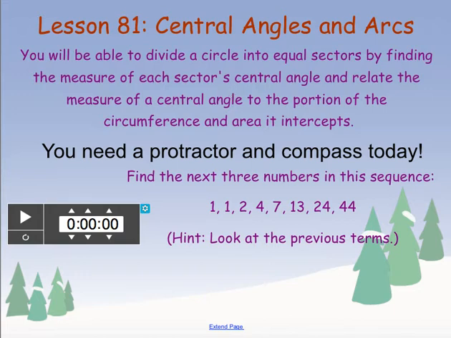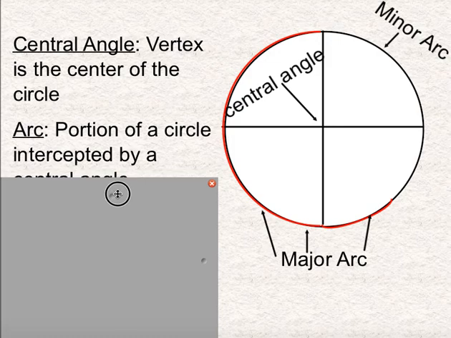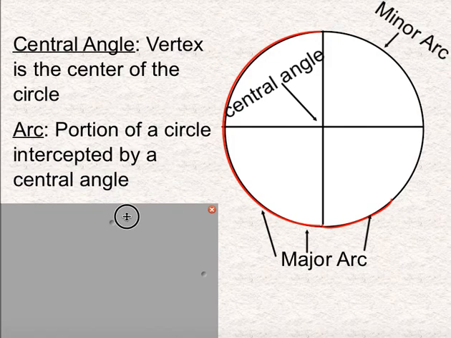This type of lesson definitely needs a protractor and a compass because we're going to be looking at those circles and being able to look at the degrees. Now, a central angle is talking about having a vertex in the center of the circle. Okay, center of the circle, we have a central angle. An arc is a portion of the circle intercepted by a central angle.